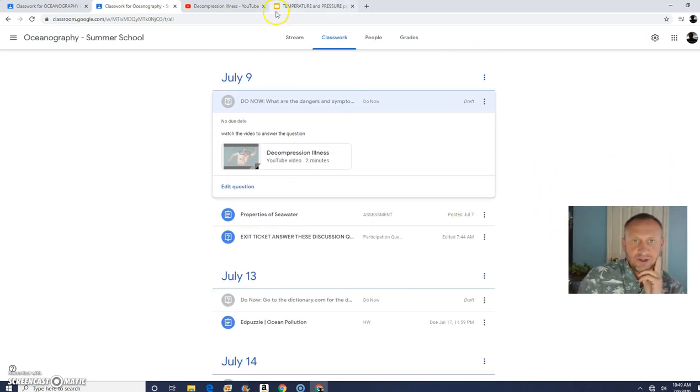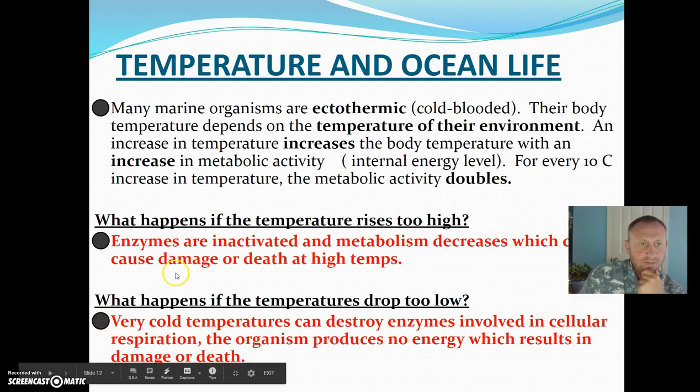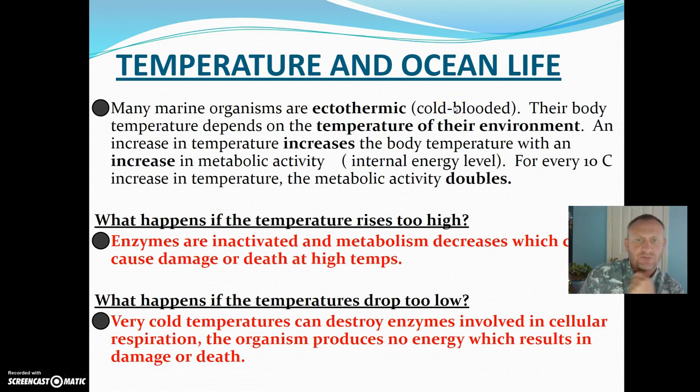The next topic we'll be covering is temperature and pressure and the properties of seawater, properties of the ocean. So with temperature and ocean life, many marine organisms are called ectothermic, meaning they're cold-blooded, and their temperature depends on the temperature of their environment. So an increase in temperature will increase the body temperature, and then they'll have to increase their metabolic activity. What happens if the temperature rises too high? Well, if the temperature gets too high, it can cause damage and death.